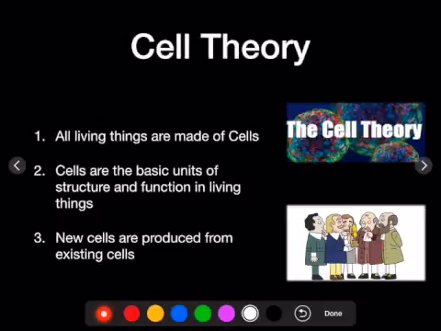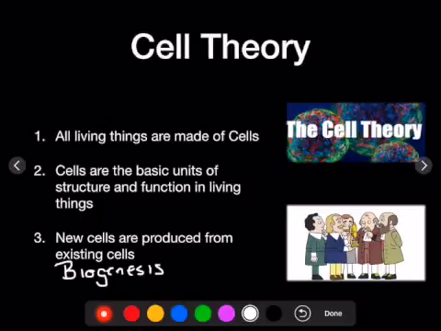And then finally, the third thing is that new cells are produced from pre-existing cells. Now, this is this idea of biogenesis, and biogenesis is the idea that living things come from other living things. Originally, people thought that biogenesis was a really far-fetched idea, and they believed in something called spontaneous generation, where living things just appeared out of thin air.